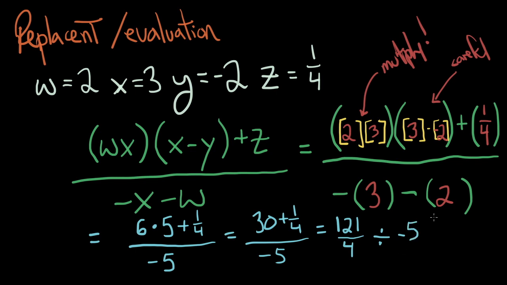And keep change flip, which is really, I'm running out of room. 121 over 4 times negative 1/5. Which, let's change colors to make things all nice and happy. That would just give us a negative 121 over 20, and I know I can't reduce that one. And there's my final answer.